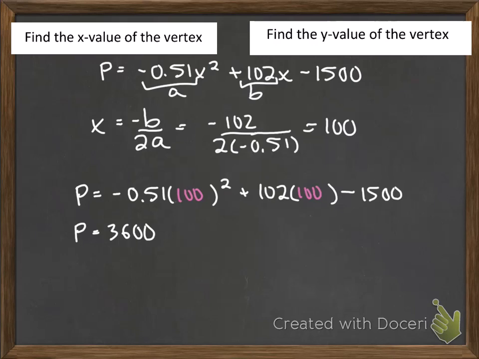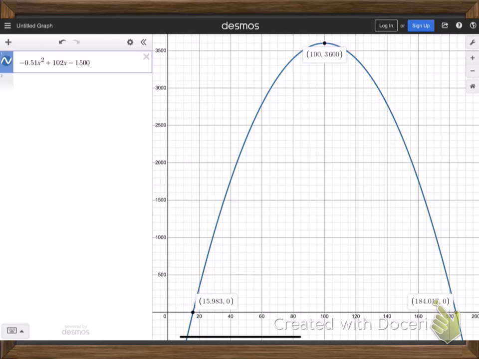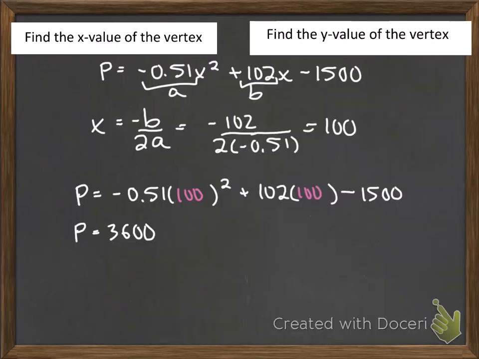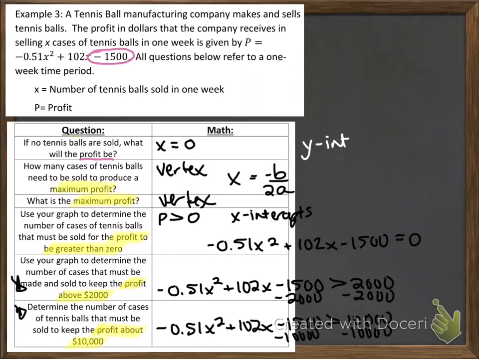Let's show that we can verify that graphically. Notice here I have typed the equation into Desmos, and Desmos is showing me this vertex, and again, it agrees with what I found. If I sell 100 sets of tennis balls, whatever they are, 100 units, then I will make a profit of $3,600. And as you can see graphically, that is the maximum profit according to this model that I can make. So let's go back to the original question, and let's just check off the ones that we've done so far.